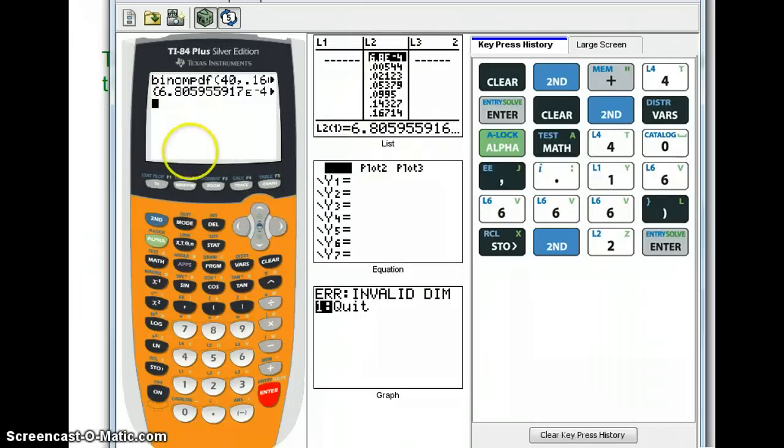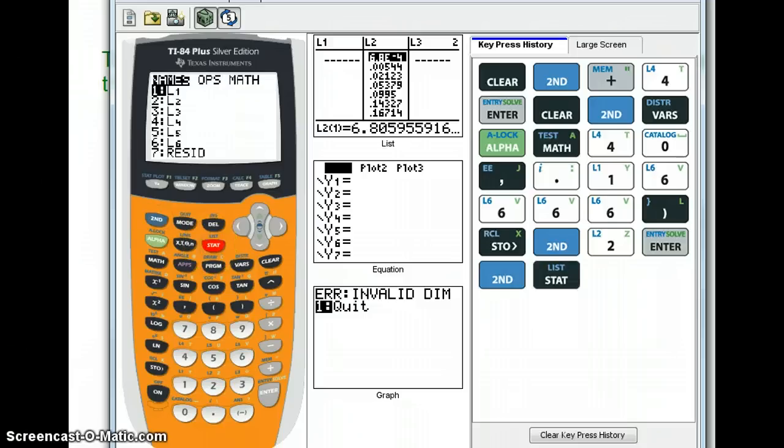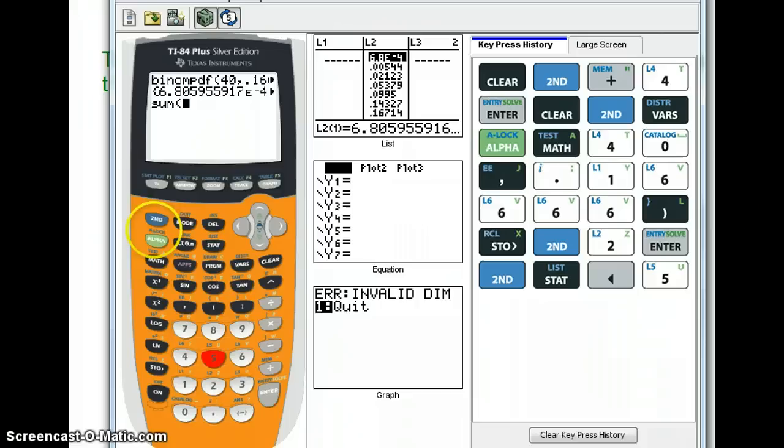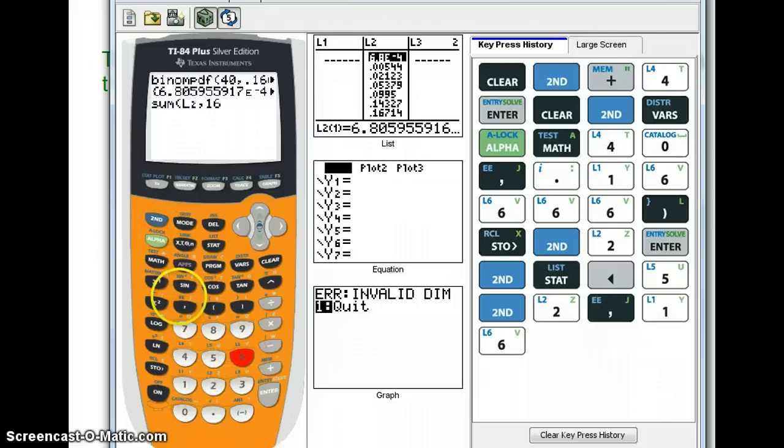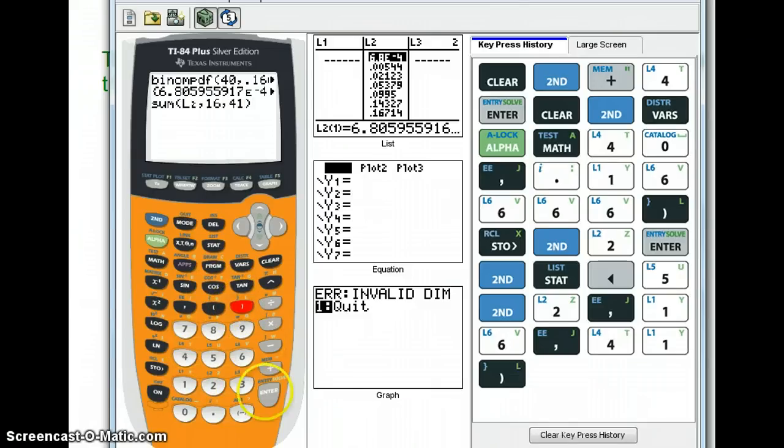So now that I've got that list stored in L2, I'm going to add up a bunch of it. I want to add up from 15 successes on up. Now, if this is row 1, that's the 0th success, so I have to actually start my sum at the 16th one. So I find the sum of L2, I want to start at the 16th one, and I want to go to the end, which is the 41st one, because there's 41 things in that list. When I add those up, I get about 1%.